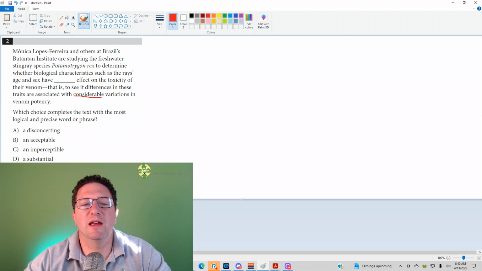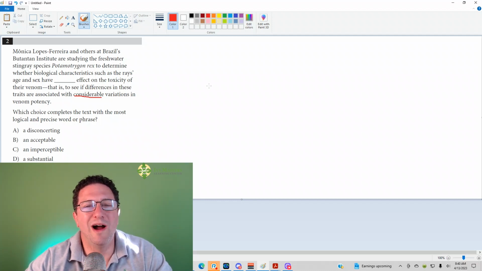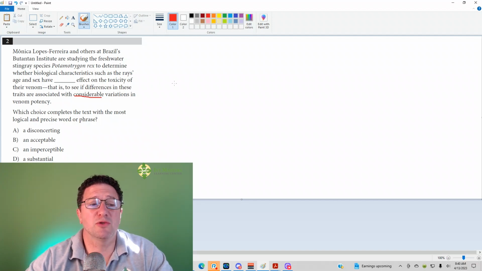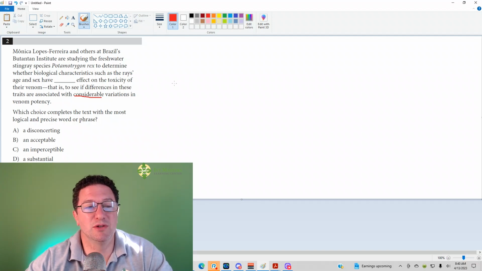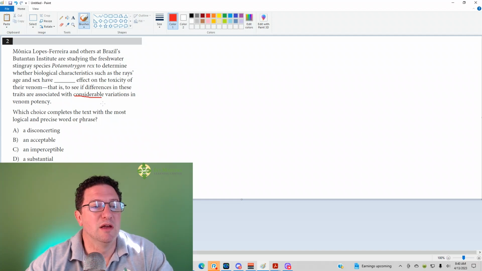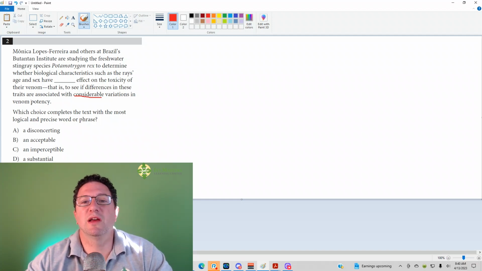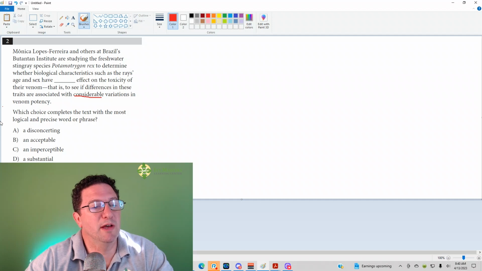Notice I underlined considerable. Why did I do that? Because a lot of times what you want to do is look after the blank. There might be a synonym, sometimes before it, but usually after, there might be a synonym or an antonym to the blank already in the sentence. So you could say have considerable effect on the toxicity of their venom. When we look at our answer choices, we want to look for a synonym to considerable. So in other words, it's so much that you have to consider it. What would best match that?